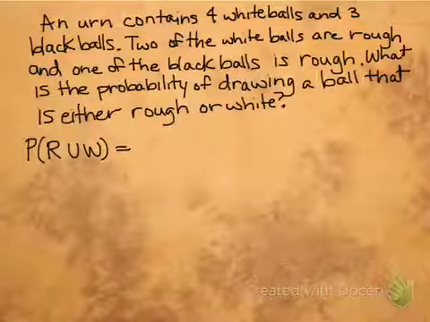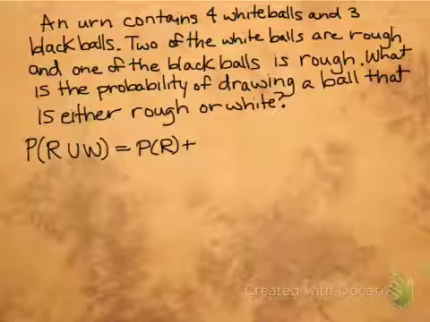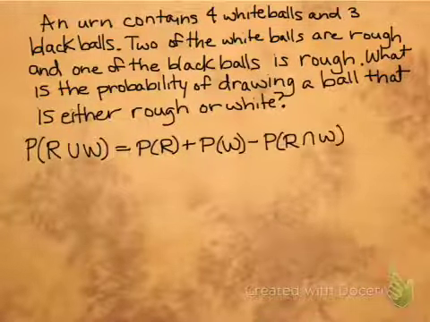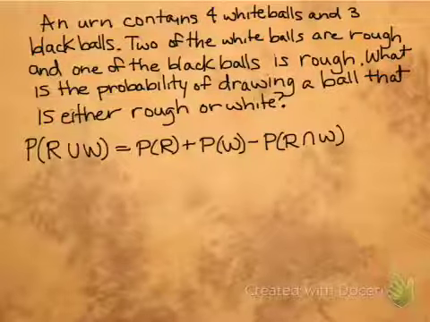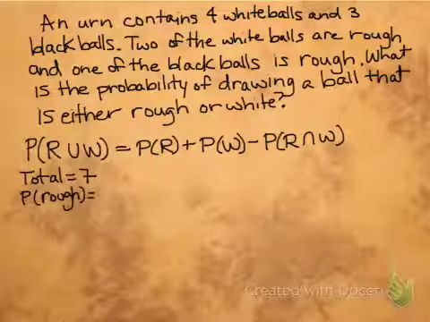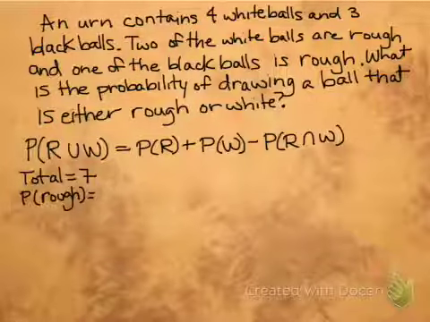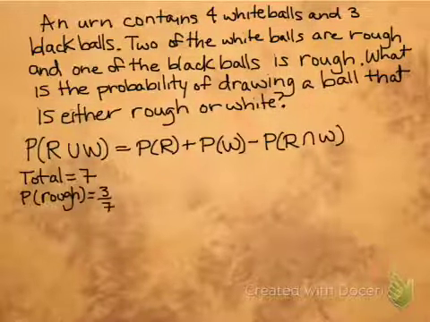So we want to know the probability that it is rough or white. So the probability that it is rough or white, we need to figure out the probability that it's rough plus the probability that it's white and subtract the intersection of rough and white. So the total number of balls in the urn is 7. The probability that it is rough, well, we can tell from reading the problem, it says 2 of the white are rough and 1 of the blacks is rough. So there's a total of 3 that are rough out of the 7.